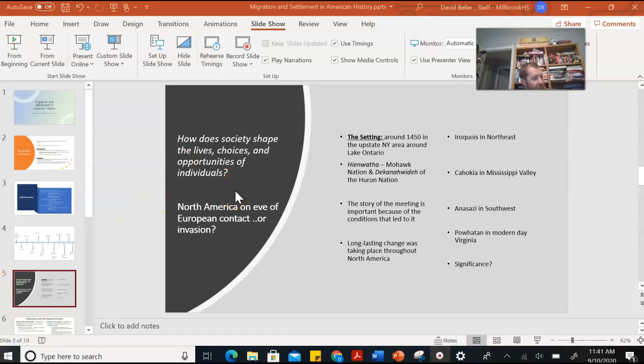All right, so this setting starts, and I'm minimizing this so I can go back and forth a little bit, with two Native American individuals from two different nations and tribes: Hiawatha from the Mohawk Nation and Dekanawida from the Huron Nation. But both of them are from upstate New York.